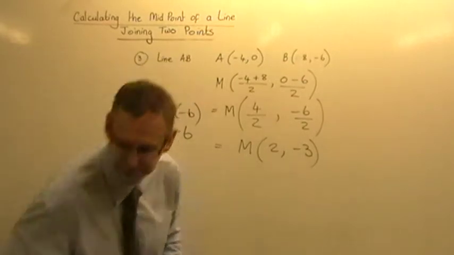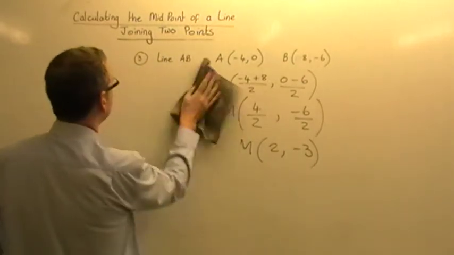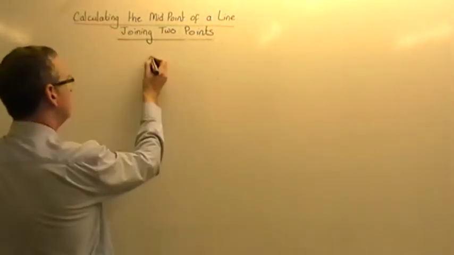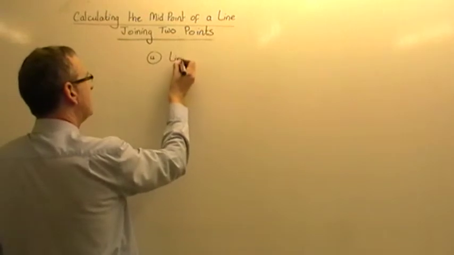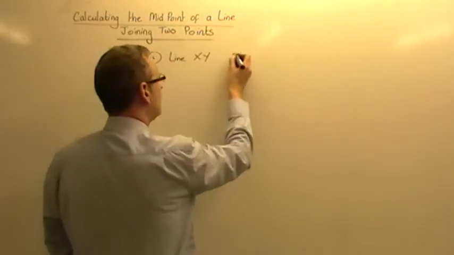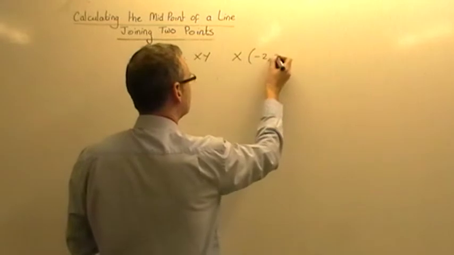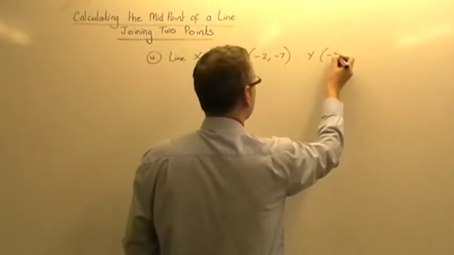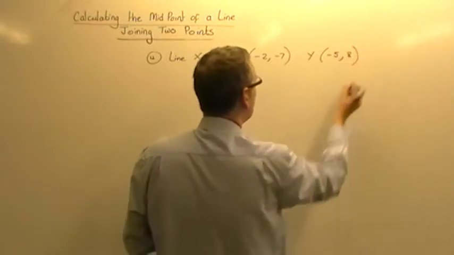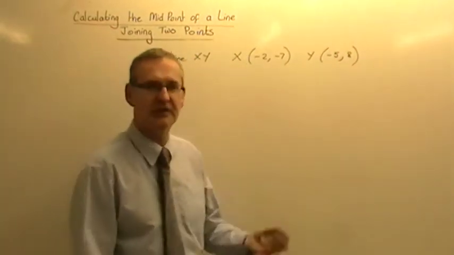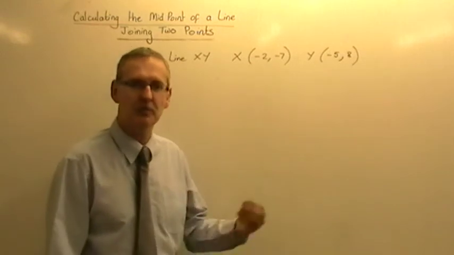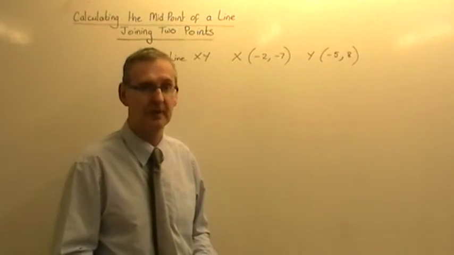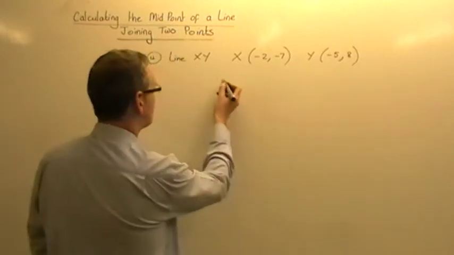Let's do one more. So, question number 4. Get rid of all of that. Question 4. Let's say I've got a line, this time I'm calling it XY. I give you the coordinates of X, -2, -7. I give you the coordinates of Y, which is -5, 8. And we have to imagine that if we plotted them to get a line XY, joining them up, I want to work out the coordinates of the midpoint. Call it M.